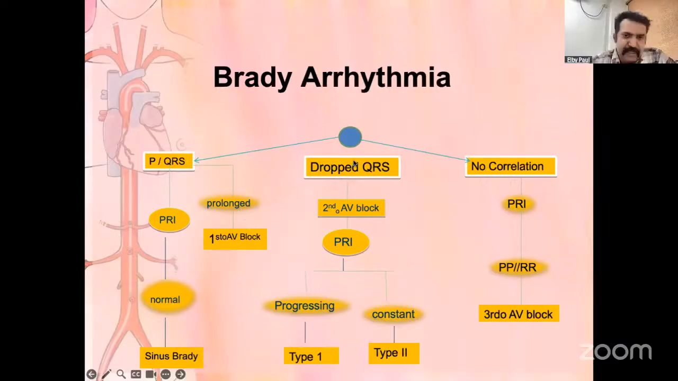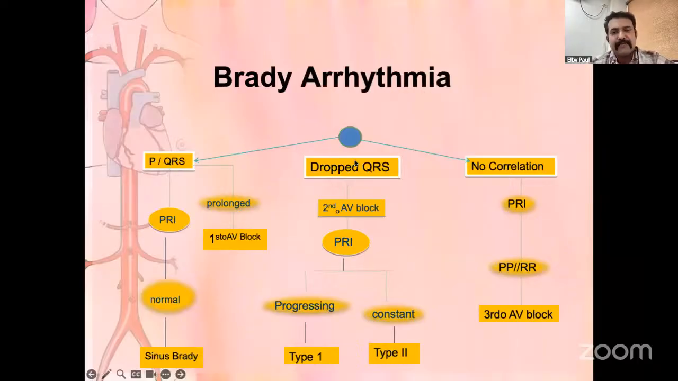And if after 2 or 4 P waves one QRS complex is dropped, we go for a second degree AV block. There are 3 AV blocks: first degree, second degree, and third degree. In the first degree, we totally focus on the PR interval. In first degree, the PR interval prolongation is constant. There is no change in the PR interval. It may be above 5 or 6 small squares between the P wave and QRS wave. So it's a first degree AV block.